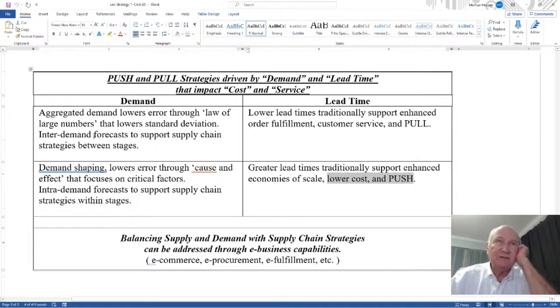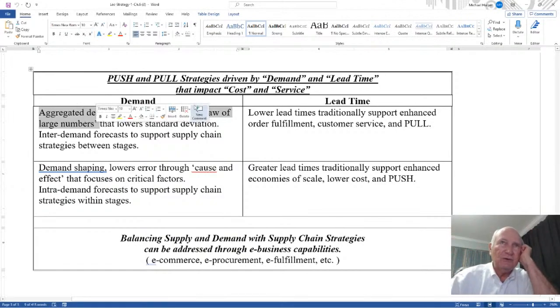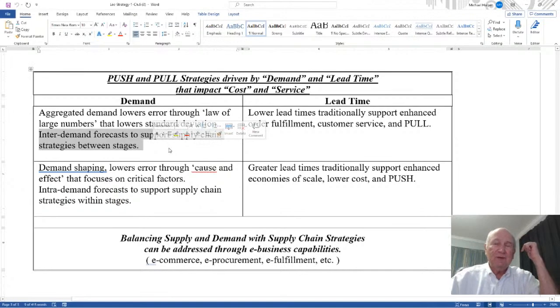Now, as far as demand is concerned, aggregated demand lowers error through the law of large numbers. Well, when you aggregate demand, you have larger lot sizes and larger means, and the error in that decreases. So you're going to have a decreased error when you have aggregated demand. And we saw that with risk pooling. That lowers standard deviation. So therefore, inter-stage demand forecast supports supply chains between stages, and you can support between-stage strategies when you aggregate demand.